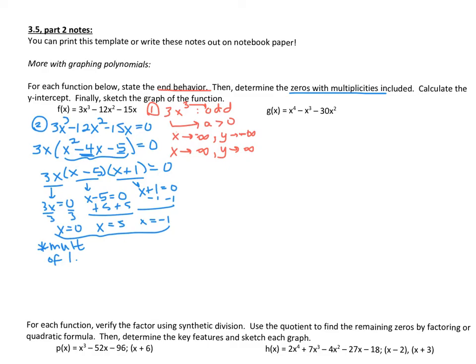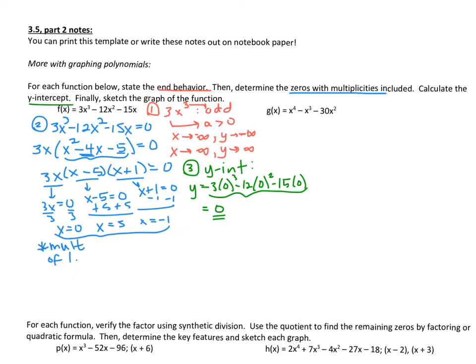The third thing we need to find is the y-intercept. So we're going to calculate the y-intercept. To find the y-intercept of any function, plug in 0 for x. So this would be y equals 3 times 0 cubed minus 12 times 0 squared minus 15 times 0. Well, notice all of those terms are going to zero out if you're multiplying by 0. That means y equals 0. That's our y-intercept. All right, well, this is all the information we need.